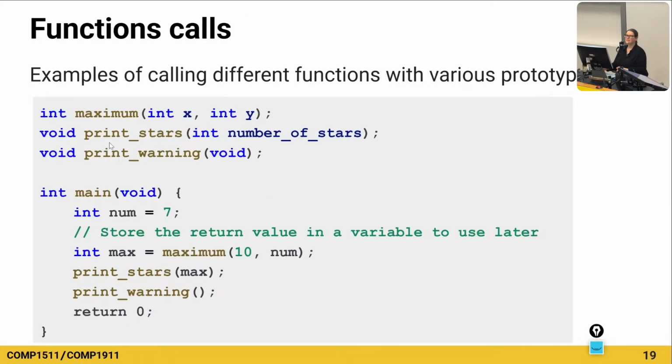All right, here's an example of some more different types of functions. So we've still got int maximum in there, but we've got a couple more here. We've got print stars, where the input is int, but the return type is void. We've got print warning, where the input is void and the return type is void. So what's going on with this?